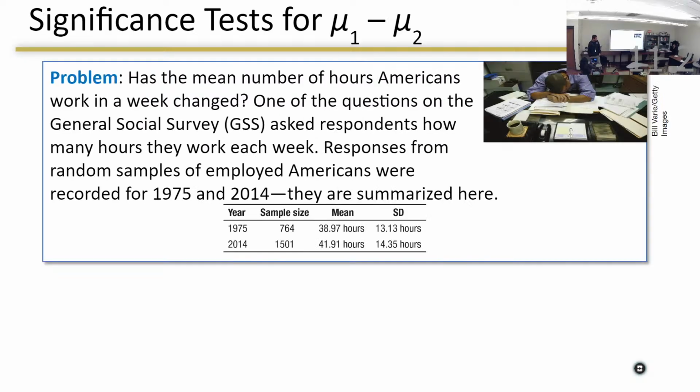Okay, here we go. Has the mean number of hours Americans work per week changed? Mean.